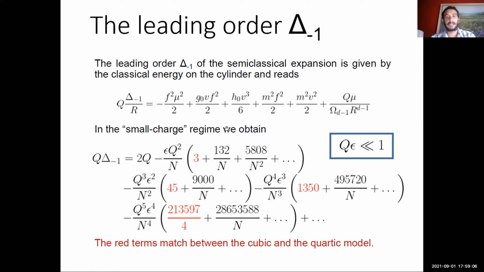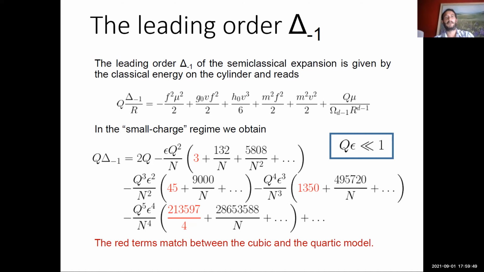And this is the result we obtain in the perturbative expansion for small Q times epsilon, where I colored in red all the terms we can compare with the results of Jack and Jones. This is an infinite series of terms. We computed, of course, not all of them, but quite a lot of them. And we showed that all these terms match between the cubic description and the quartic description of this conformal field theory, supporting the equivalence of the two descriptions of this conformal field theory.